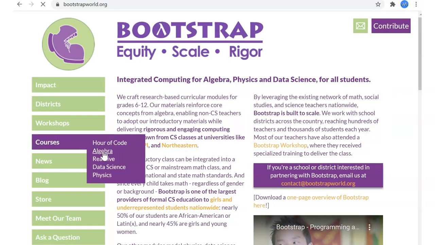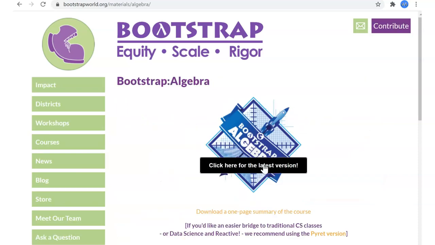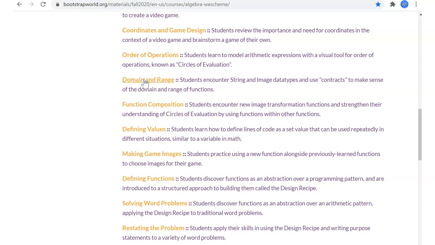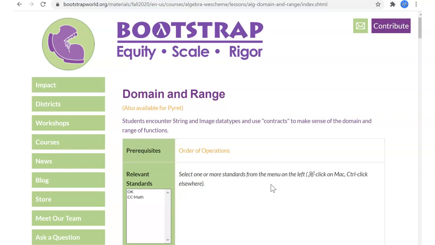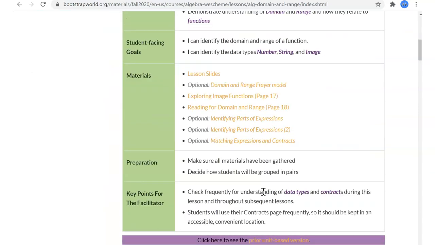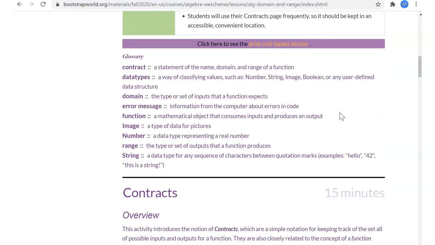Lesson 5, Function Composition. So let's remind ourselves where we were last time. Go to Courses, Algebra, Latest Version. And last time we talked about domain and range. If you remember, those are terms from algebra that we also can use in the WeScheme language to talk about the domain, which is what goes into a function, the set of things that can go into a function, and a range, the set of things that can come out of a function.